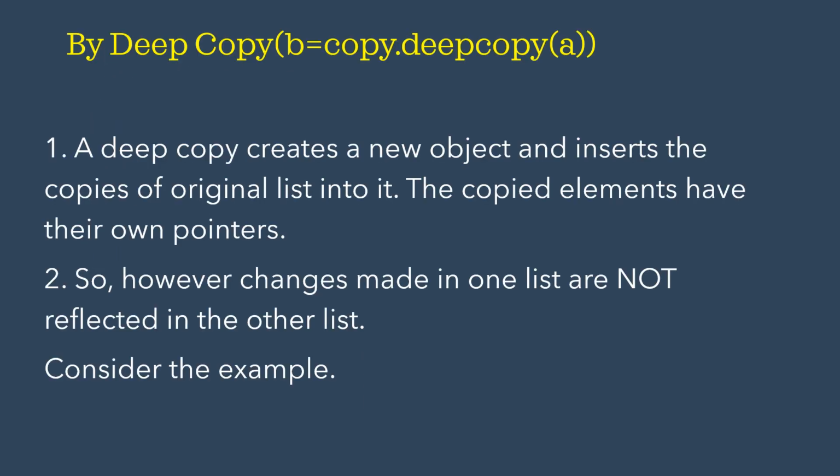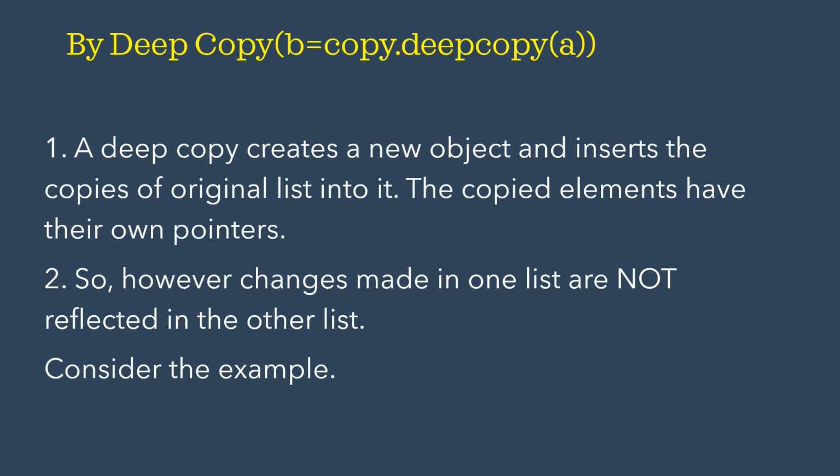Now the next thing is I can copy by using deep copy. Deep copy method is beyond the scope of your syllabus, I think, but still you just learn this much. Deep copy is done by using a deep copy method. For that you have to import one copy module. Then B is equal to copy dot deepcopy, within brackets you have to pass the original list, that is A. So deep copy creates a new object and inserts the copies of the original list into it.